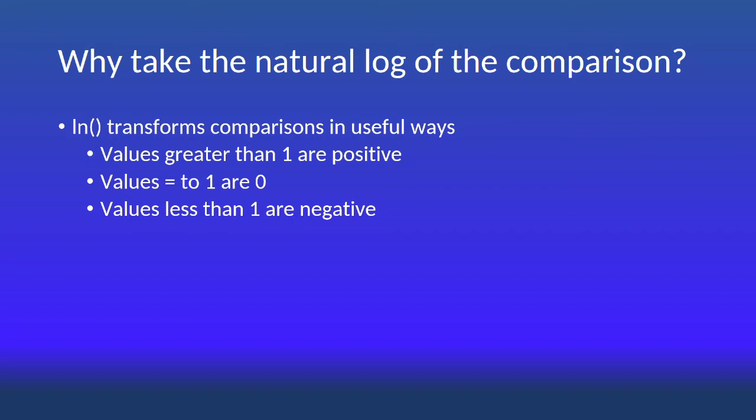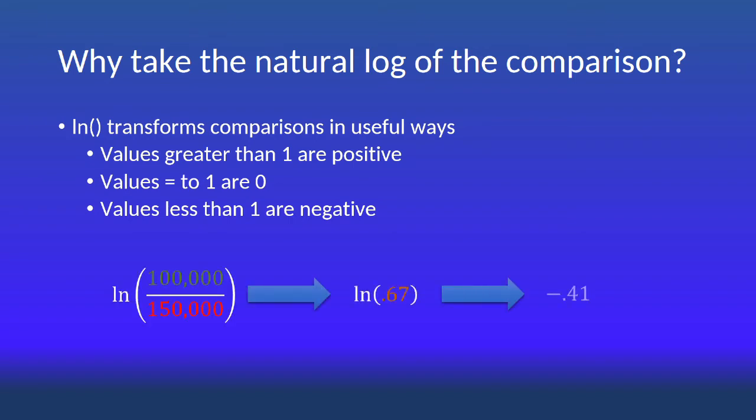Recall in our example, we divided 100,000 by 150,000, which gave us a value of about 0.67. Well, if we take the natural log of that value, we get negative 0.41. Notice that our term is now being expressed as a negative. That should make sense to you because in this situation, someone is comparing what they make to the average of their peers, and they find out that they make less than the average. So if a person were making less than average, we might expect them to evaluate that as bad.